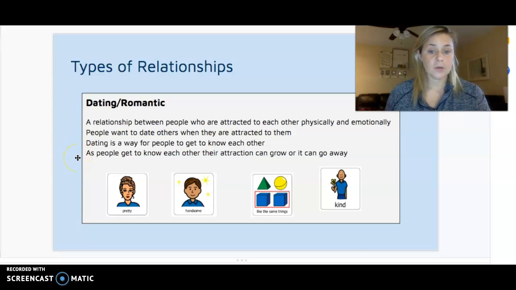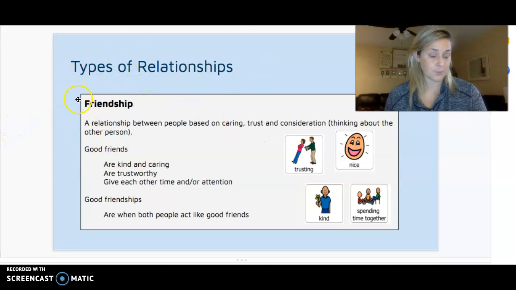As people get to know each other, their attraction can grow or it can go away. So some people start dating someone and then they realize they don't like them anymore. Not in that way, they would just rather be friends with them. So dating doesn't have to always last forever. Dating can turn into a friendship too.